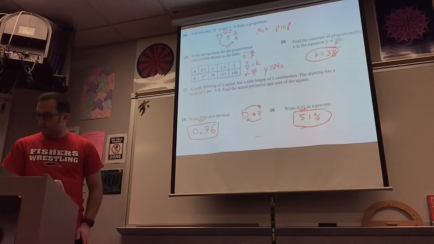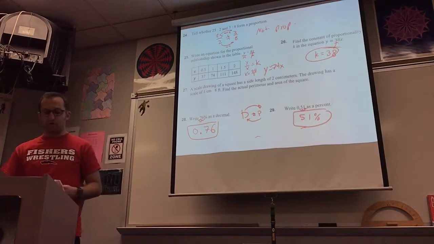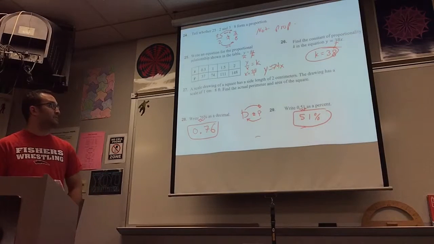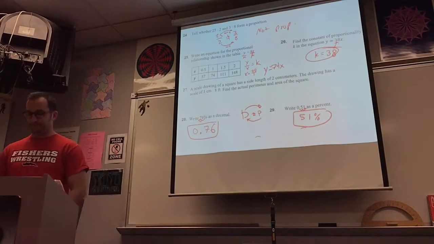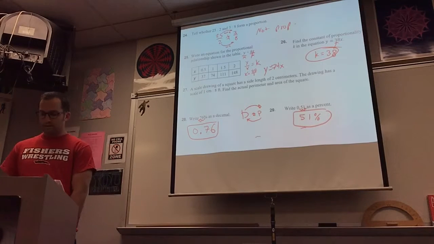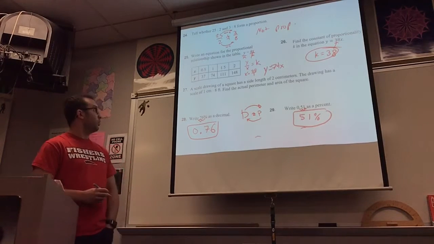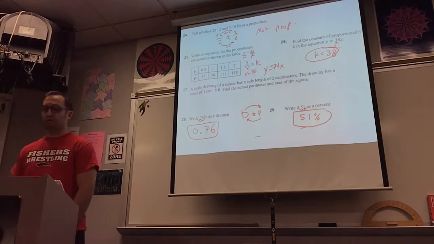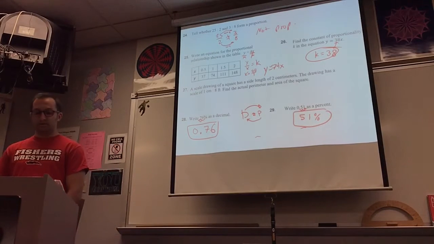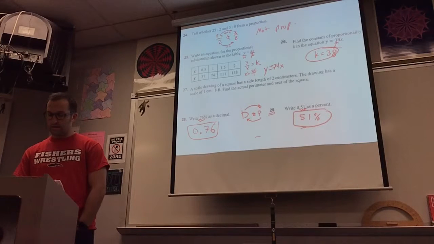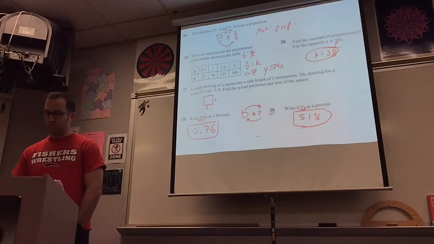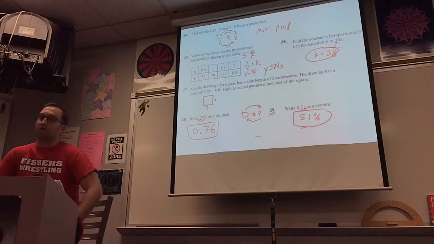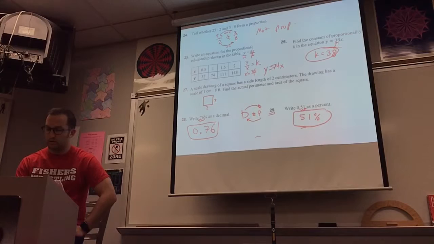Let's get through 27. I really want to do all of the constant of proportionality questions, and then we'll get to some of the other ones. We'll move on. A scale drawing of a square has a side length of 2 centimeters. The drawing is 1 centimeter is equal to 8 feet. Find the actual perimeter and the actual area of the square. So what should I do? I know that this is 2 by 2. Yes? But that's the scale drawing. What's the larger one going to be?